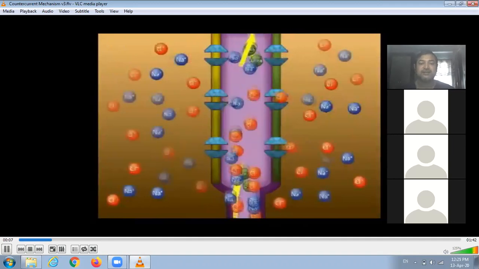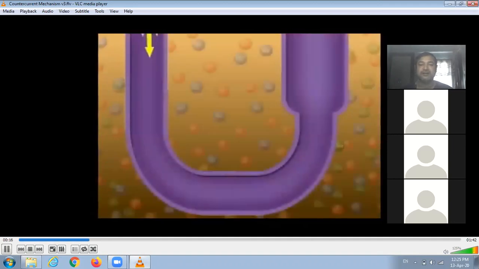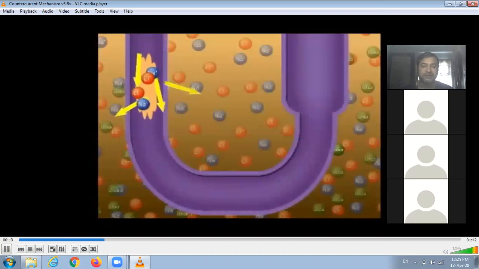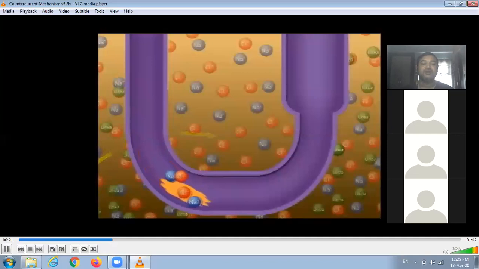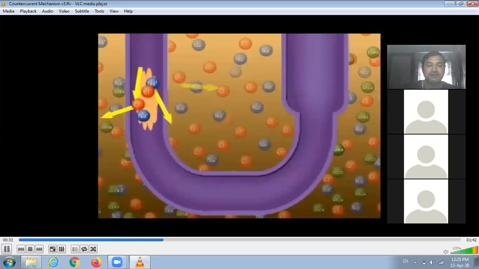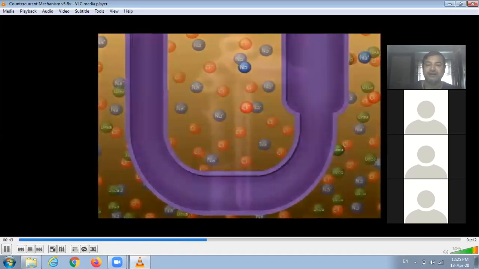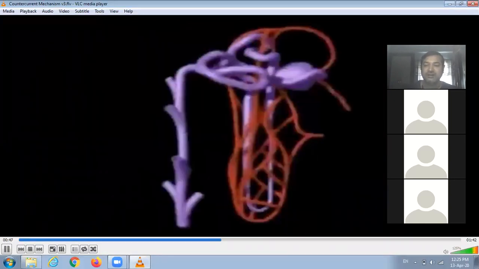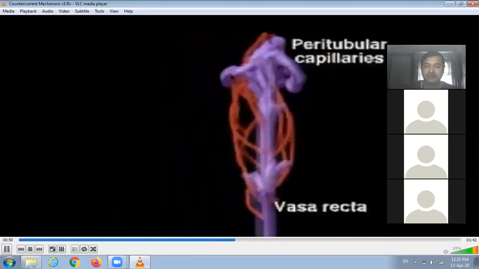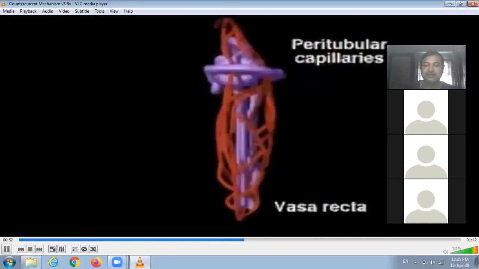This is the thing. The various ions pass through the proximal convoluted tubules. You can see the diffusion is there on the basis of the ion concentration. And from the descending loop, it goes onwards to the ascending limb, and some of the ions are getting in and some are getting out on the basis of their ion concentration and the passive diffusion volume.